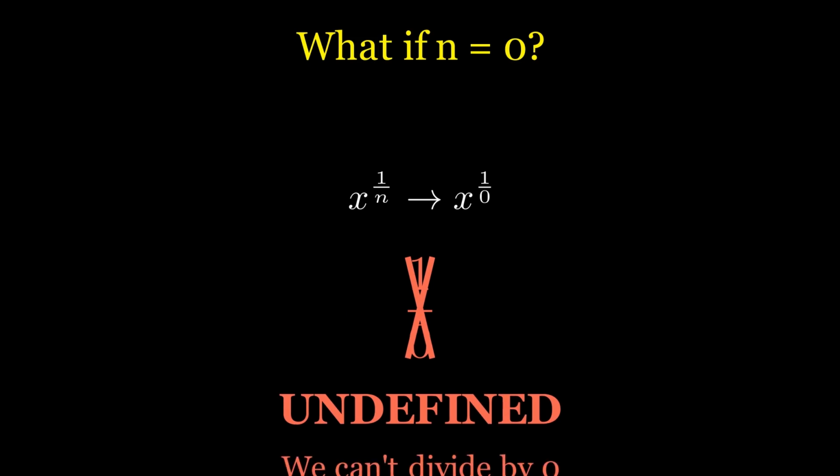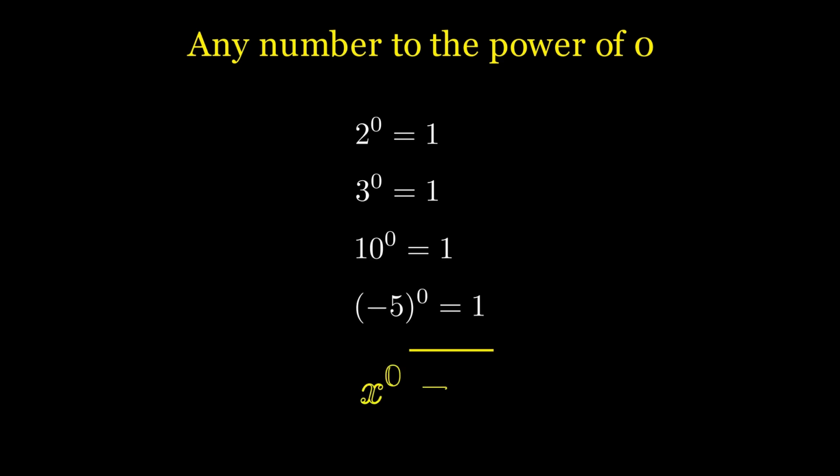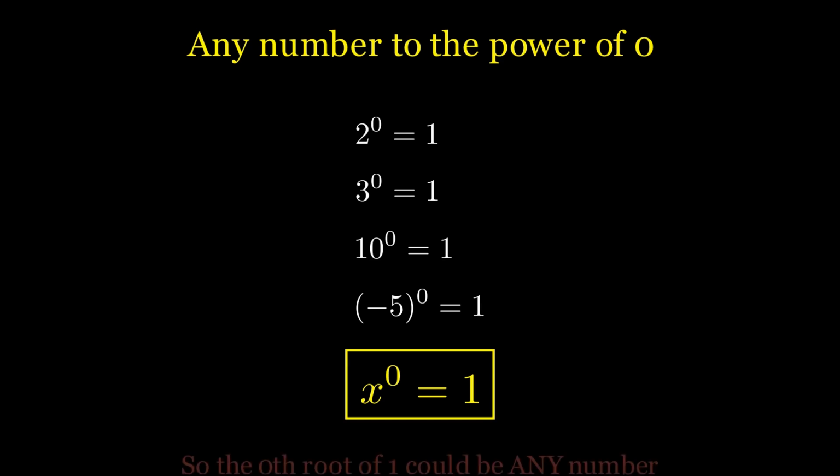Think about powers for a second. 2 to the power of 0 equals 1. 3 to the power of 0 also equals 1. In fact, any number to the power of 0 equals 1. So if we ask whether the 0th root of 1 gives 2, or 3, or any number at all, that means there's no single answer. The 0th root just doesn't exist.